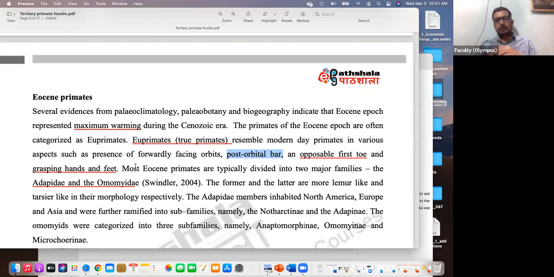So these three features, if you want to write them down: frontation of eyes, opposable first toe, grasping hands and feet. These three features were evident in the Eocene primates.